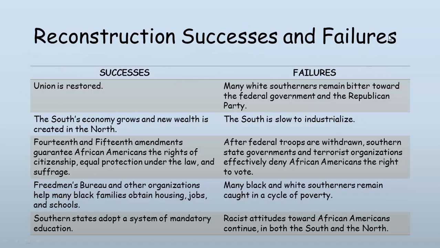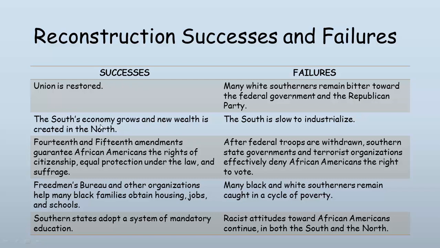I know in class we took the time at the end to look over, hey, what did Reconstruction do that was good and what did it fail at doing? So I'm going to toggle back and forth here. We'll look at the success and then we'll look at the dismal failure, right? So our country got back together. The Union was restored. That was great. But many white Southerners were very bitter toward the federal government, toward the Republican Party, and they certainly weren't going to be willing to treat black people equally anytime soon. That's a failure.